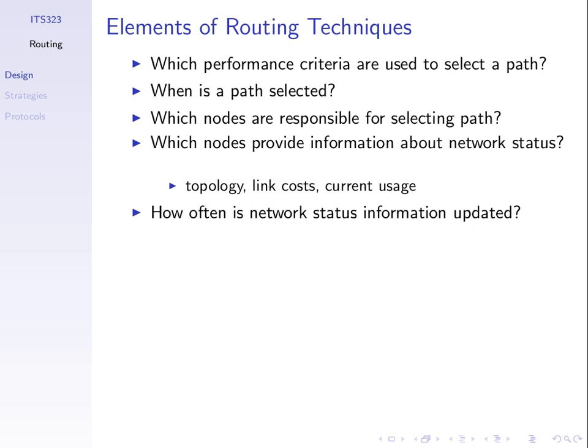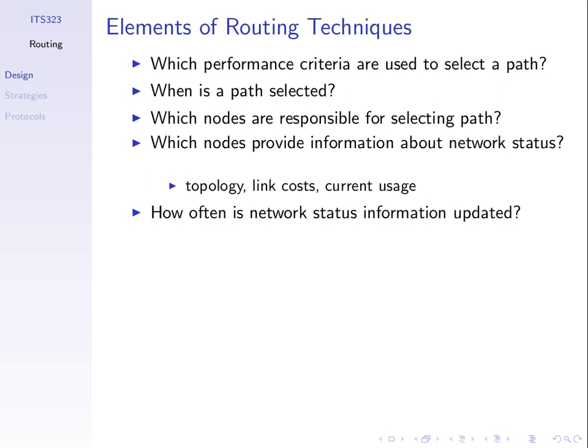When is a path selected? That is, I have some data, I have a packet to send. Do I select a path for every packet that I want to send? Or do I select a path every day? Every year? So there are different choices there, and they have some impacts on performance.